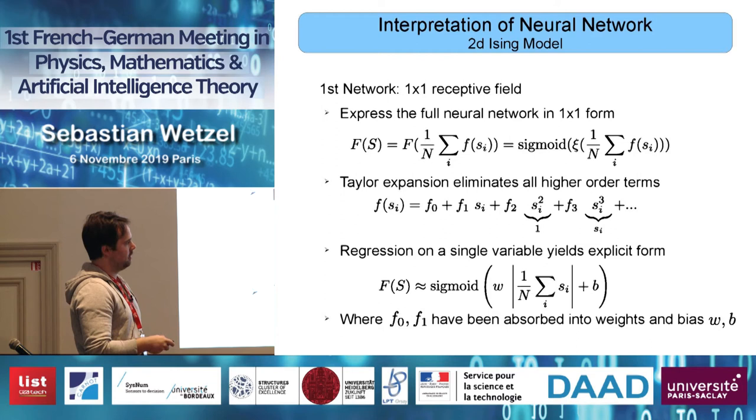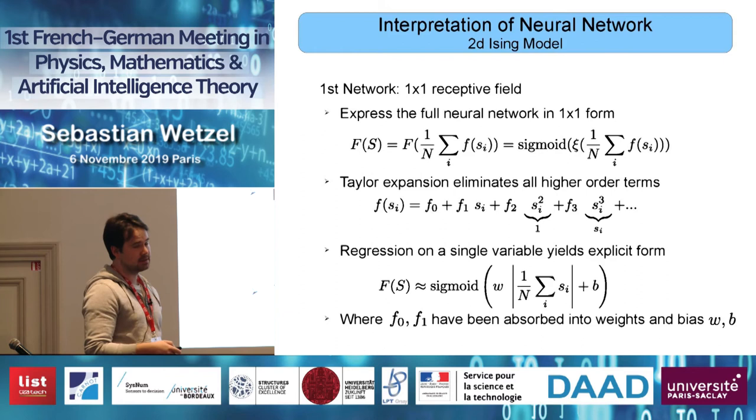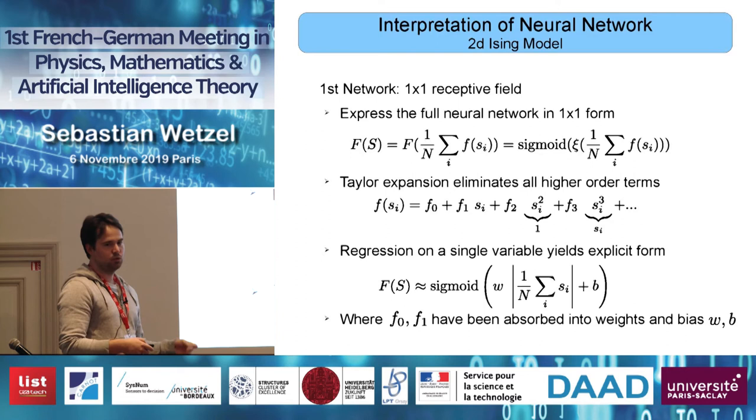And this quantity is known as the magnetization. So in this case, we have found that the neural network uses the magnetization to classify between phases, and we have at no point assumed that we know that the magnetization is a suitable order parameter that we can probe for.